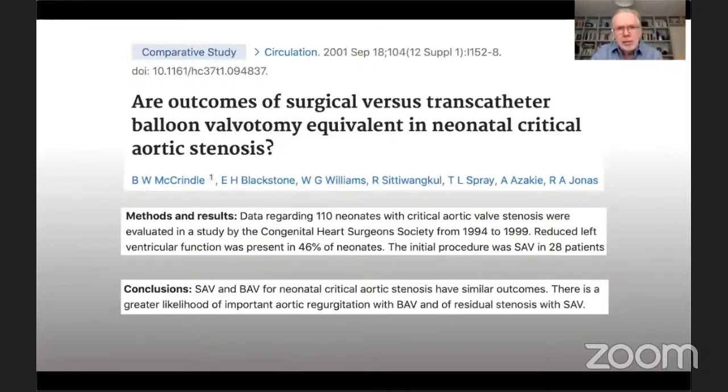But perhaps this paper here from Circulation in 2001 is the one which encouraged more and more people to use balloon dilation as opposed to surgery for critical aortic stenosis. And that's because it showed that in 110 neonates with critical aortic stenosis, the early results were equivalent. And 46% of these children were quite sick with reduced function. Interestingly, there were many more balloon dilations than surgeries in this series. However, one thing in the conclusion was that there was a greater risk of important aortic regurgitation after the balloon and of residual stenosis after surgery.